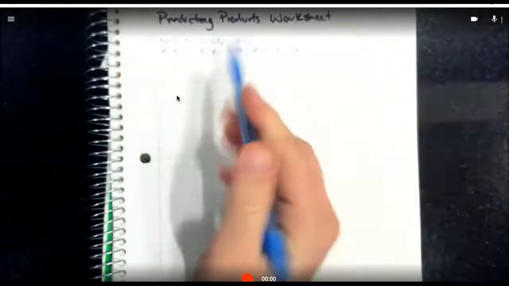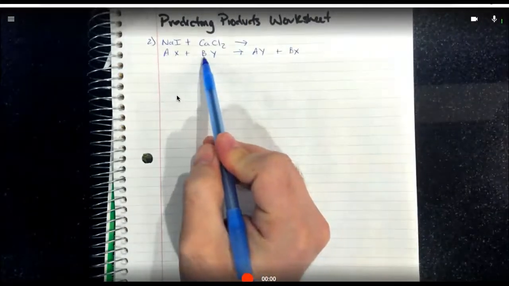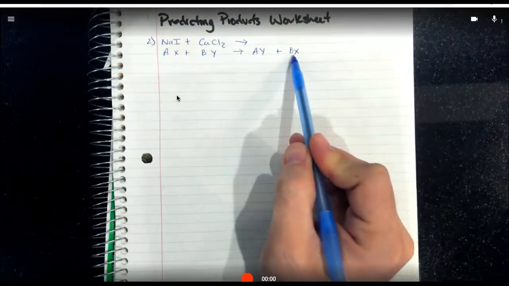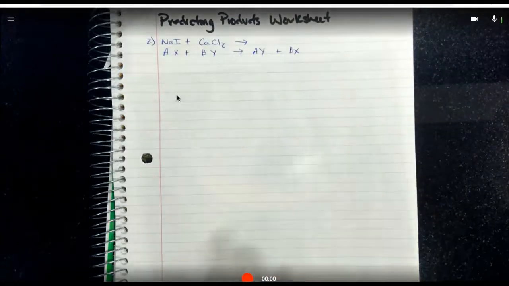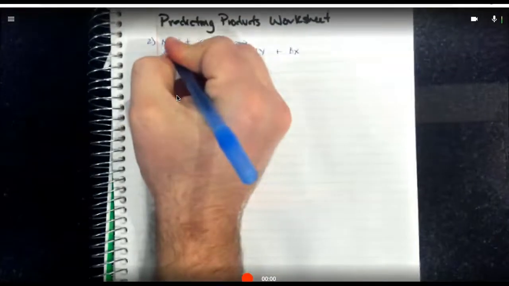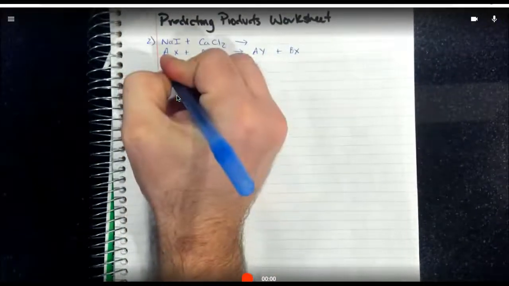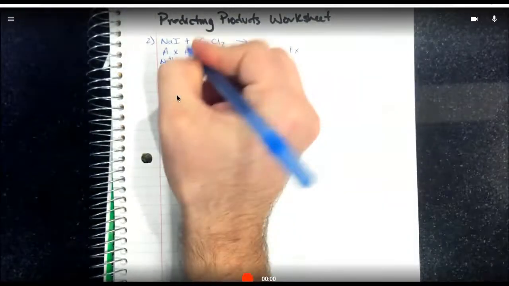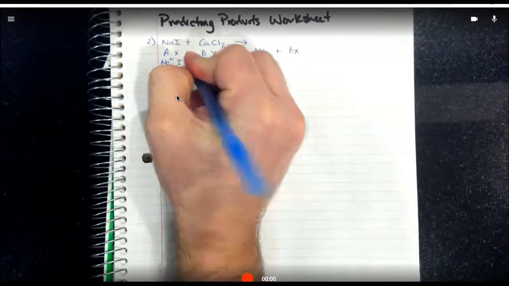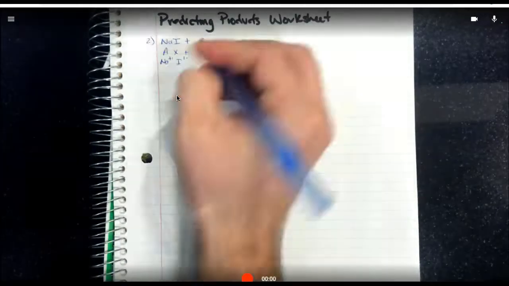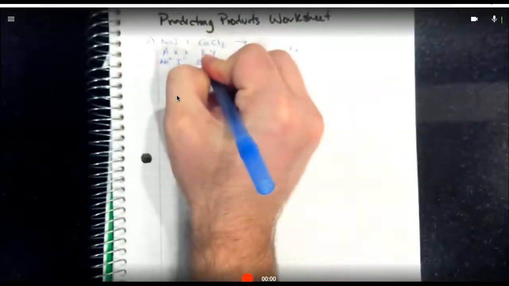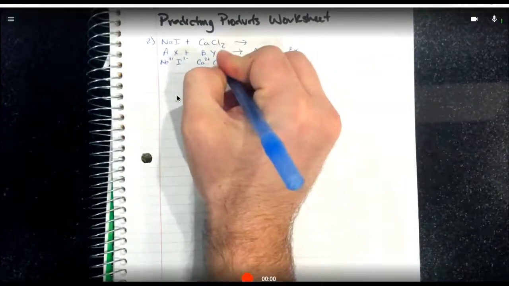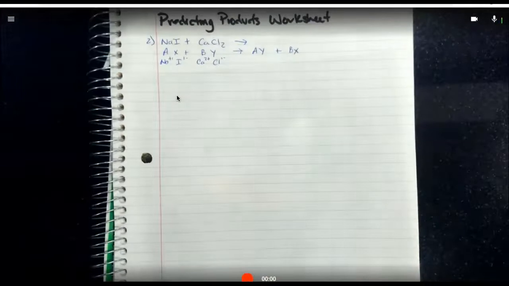You might be wondering, why do I write B first? Well, that's because B is a cation. Remember, when we write chemical formulas, we want to make sure that the cation goes first. So A in this case is sodium, 1 plus. X in this case is I, 1 minus. Calcium is our B. Calcium has a 2 plus charge. And chlorine, Cl, 1 minus, because we're looking at the ions here.